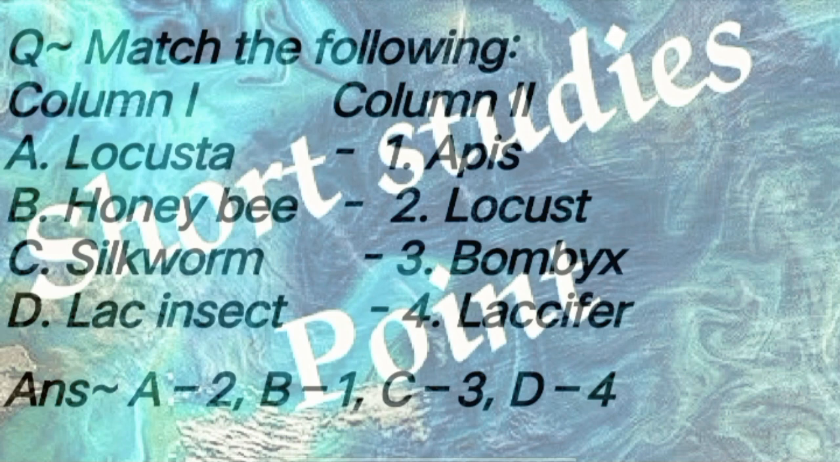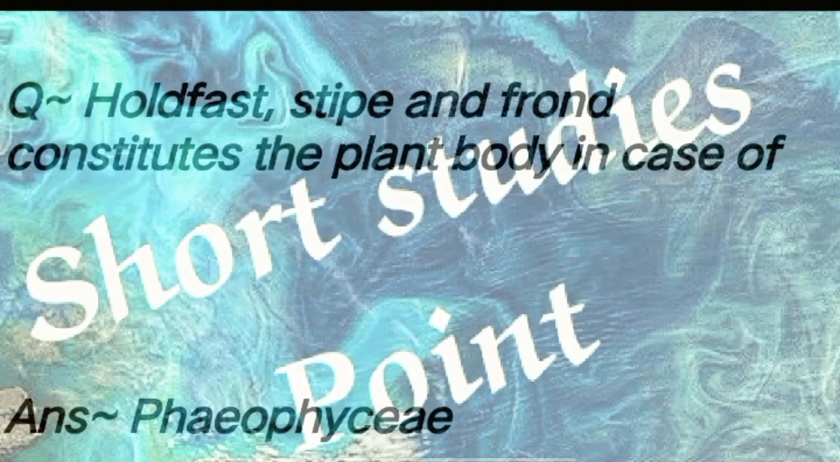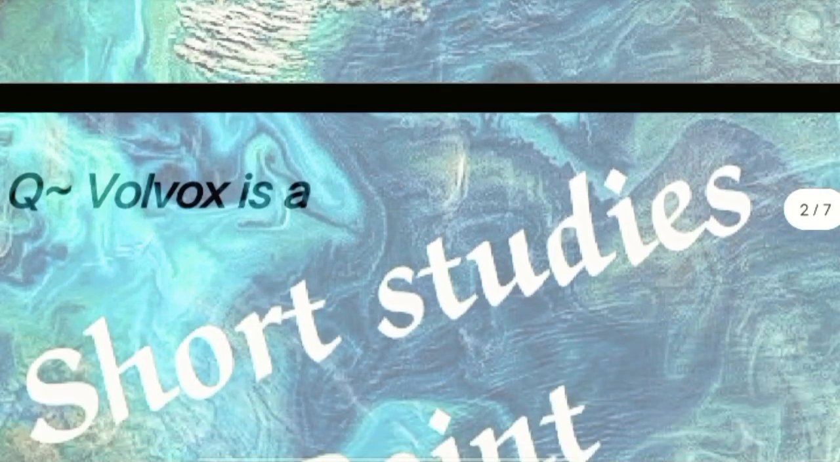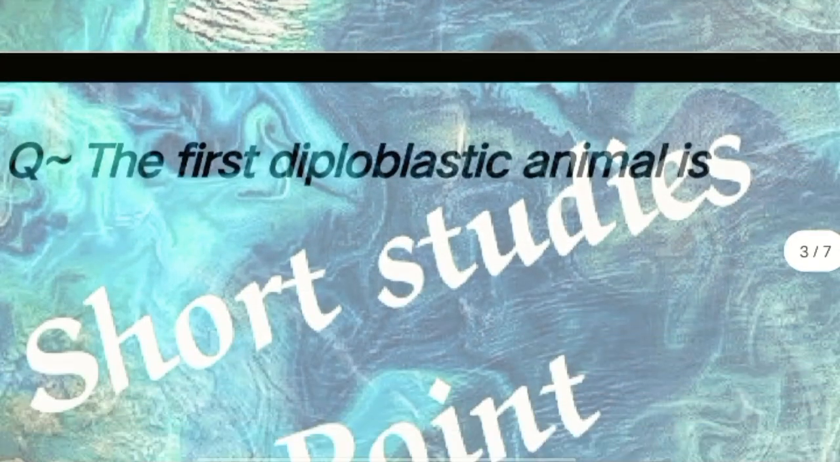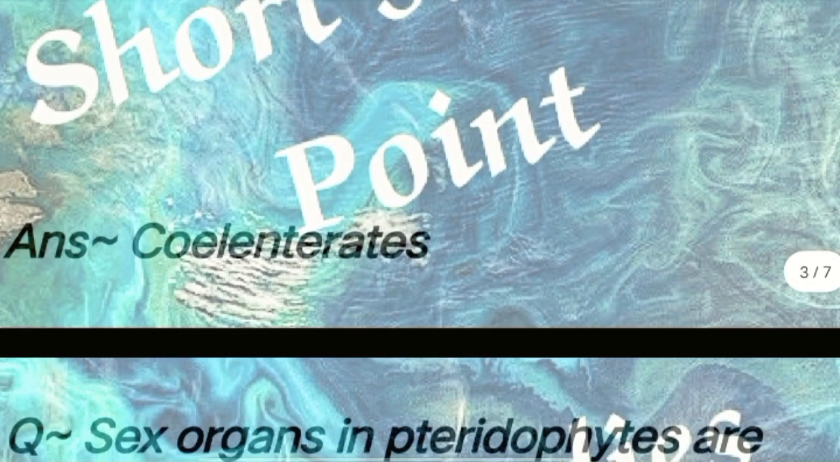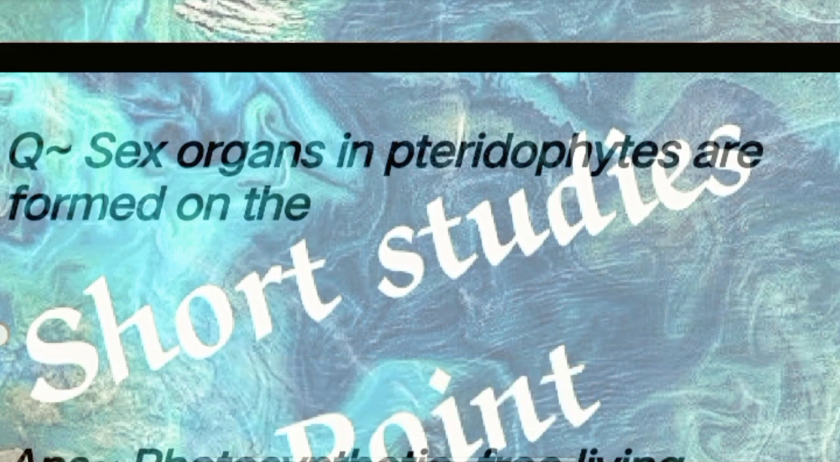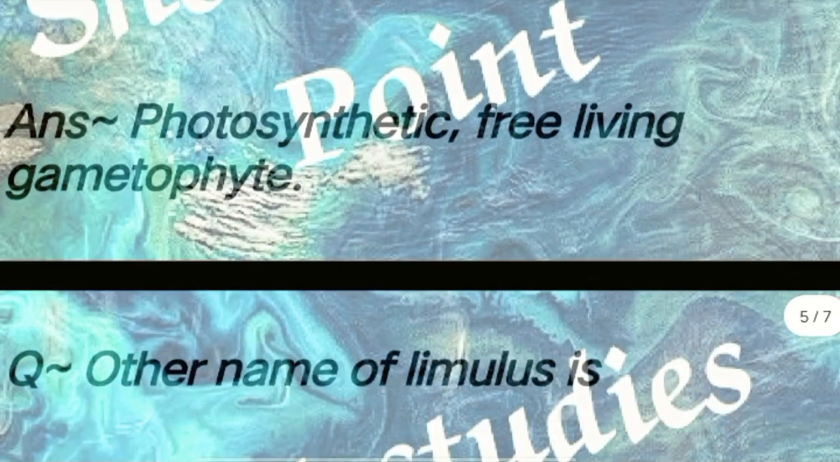Laccifer. Question: a holdfast type of structure constitutes the plant body in case of? Answer: Phaeophyceae. Next question: Volvox is a? Answer: colonial algae. Next question: the first diploblastic animal is? Answer: coelenterates. Next question: sex organs in pteridophytes are formed on the? Answer: photosynthetic free-living gametophyte.